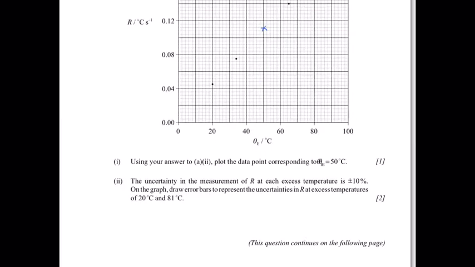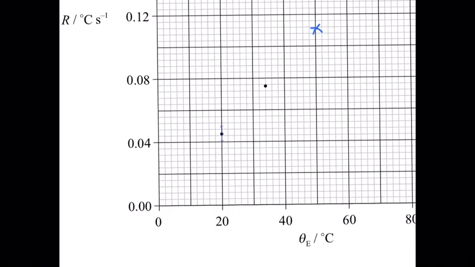Part 2 asks us to deal with the uncertainties of the graph, only on R though, so we only have to deal with it in the Y direction. It says that there is an uncertainty of plus or minus 10%, and it asks us to plot it for 20 degrees and for the point at 81. If we deal with the 20 degrees first, you could look at the value of R and then work out plus or minus 10%, but it's perhaps easier to notice that this is 11 squares up to here, so 10% of that is 1.1 squares. All we need to do is plot just over 1 square in each direction like that.